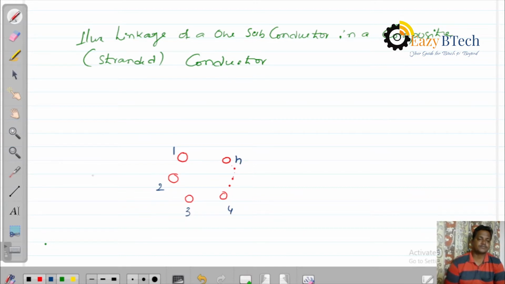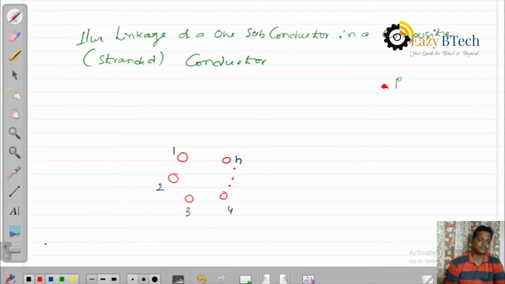Therefore, assume a point P. Assume point P is far away from the conductor. This is point P, far away from the conductor.